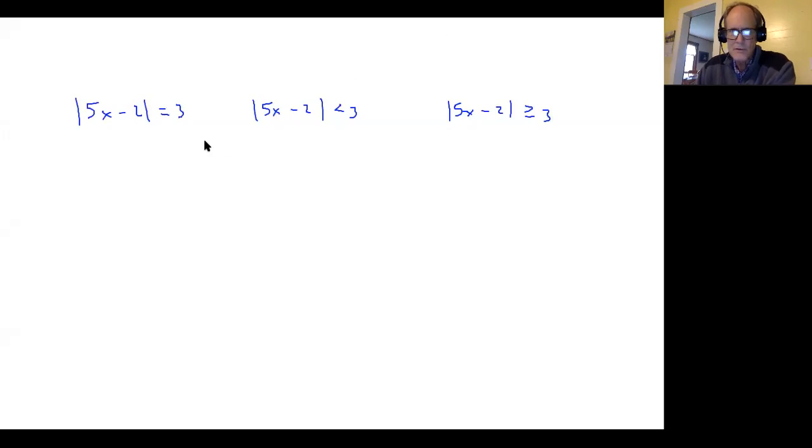In going through some preparatory materials for college algebra and for algebra 2, I noticed that these problems appear, and these can be pretty difficult problems to figure out if you don't know the basic setup for these particular problems. Here I'm saying the absolute value of 5x minus 2 is equal to 3, or the absolute value of 5x minus 2 is less than 3.